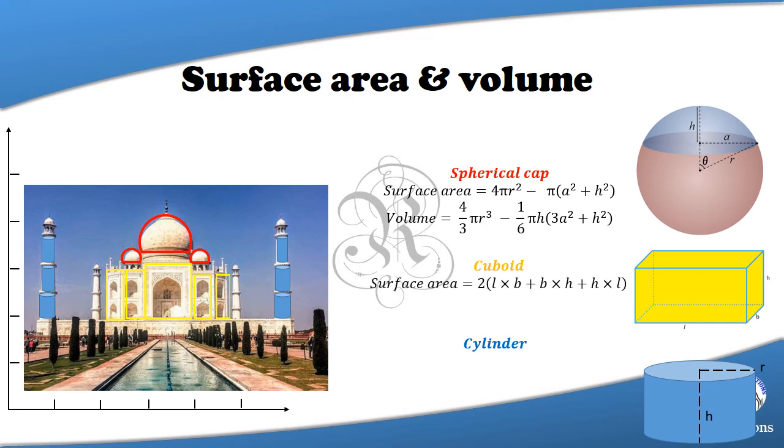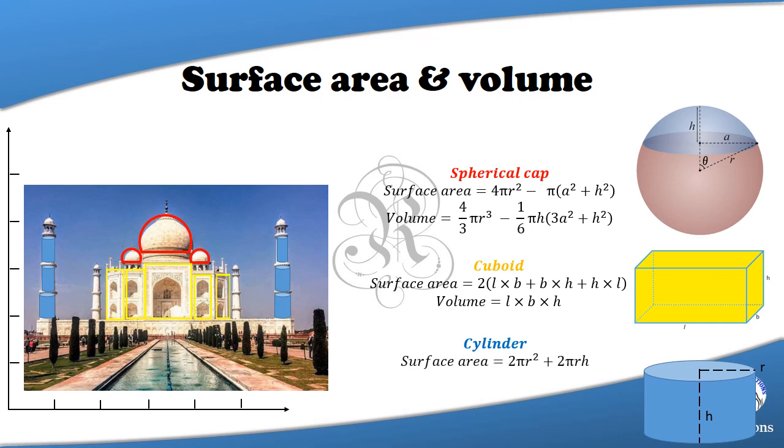A cuboid has 6 faces, with opposite faces having similar areas. Therefore, surface area of a cuboid is the sum of areas of its 6 faces. Here in this picture, you need to consider only the areas of the exposed portions. The volume of a cuboid is given as the product of its length, breadth, and height.